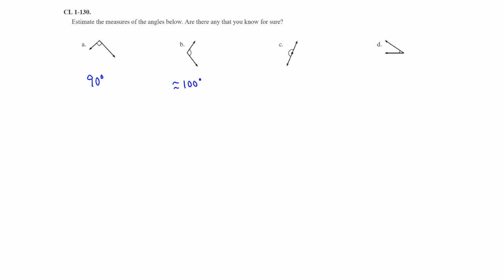On C, we know that's 180 degrees. That's a straight angle. And then on D, we do know it's an acute angle, maybe approximately about 30 degrees.